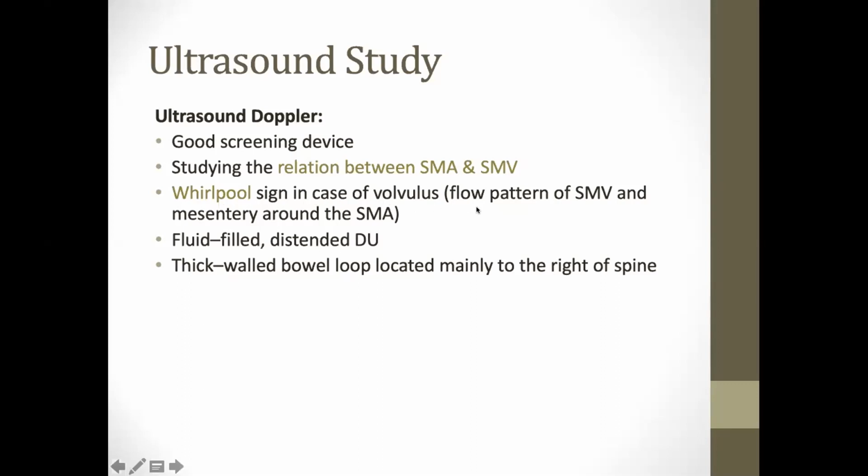This is the flow pattern of the superior mesenteric vein and mesentery around the superior mesenteric artery. Fluid-filled distended duodenum, thick-walled bowel loops located mainly to the right of the spine.